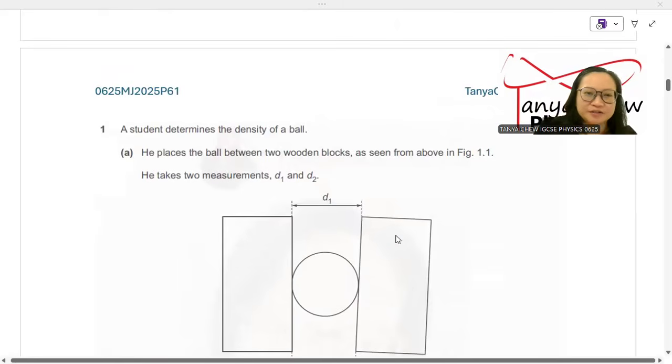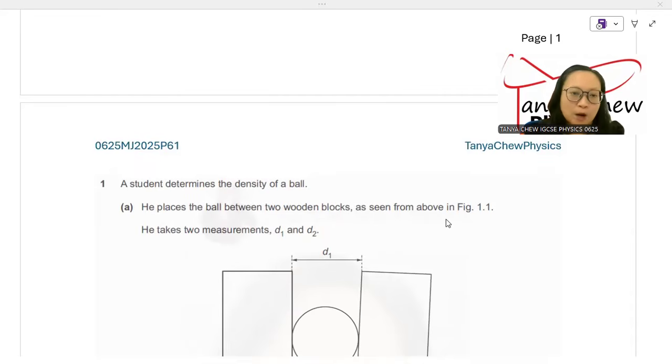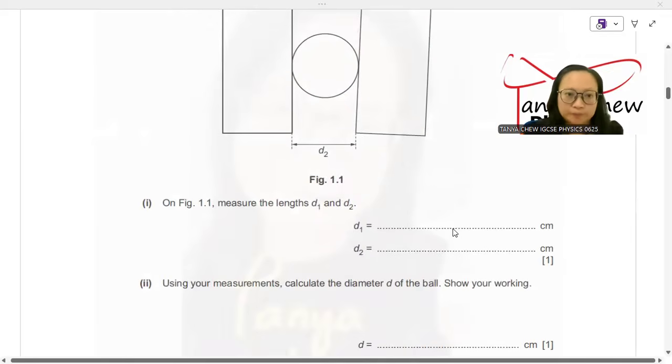Now, question number one, the student determines the density of a ball. A, he places the ball between two wooden blocks as seen from above in Fig 1.1. He takes two measurements D1 and D2. First part, on Fig 1.1, measure the lengths D1 and D2.